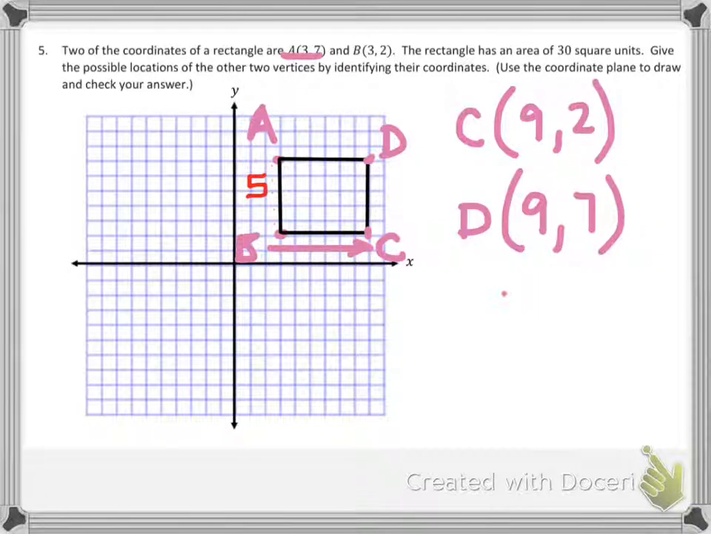I know that this is an area of 30 square units because 5 times 6 is 30. So I get 30 square units inside of there. All right, moving on.